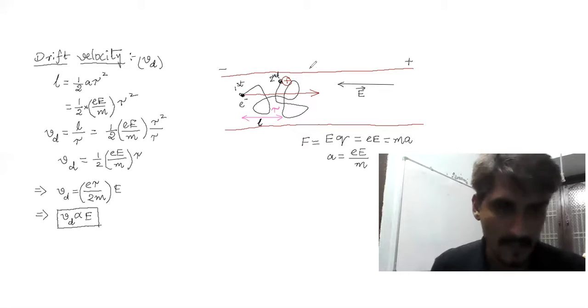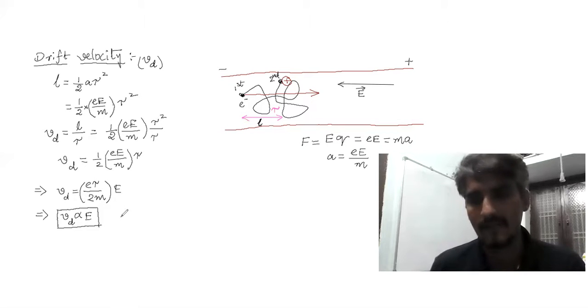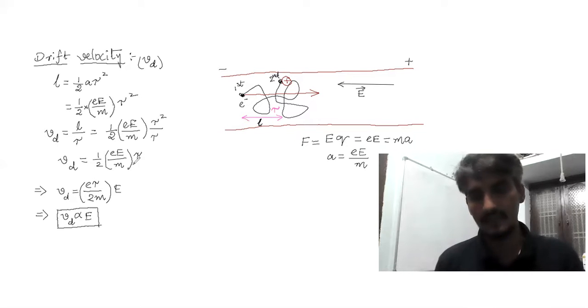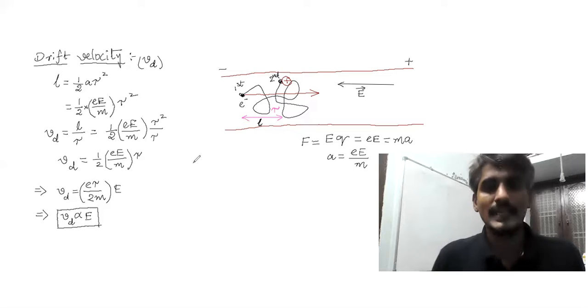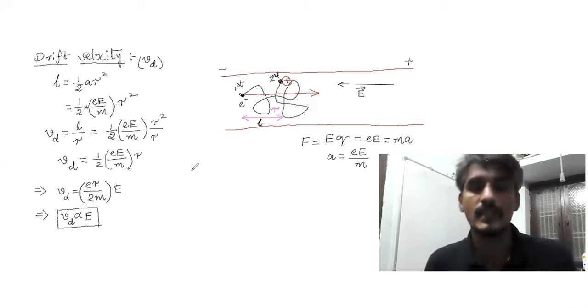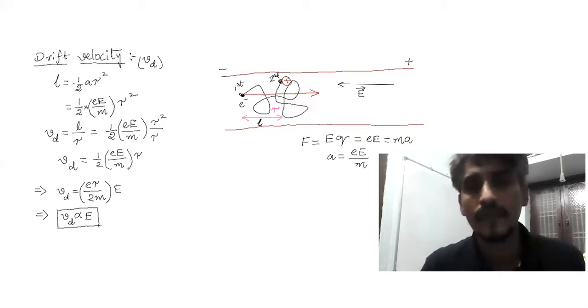Now, Vd is proportional to E. This is the relation between Vd and electric field E. Understand? This is about drift velocity. And now let us discuss the relation between drift velocity and current, and the relation between drift velocity and current density.